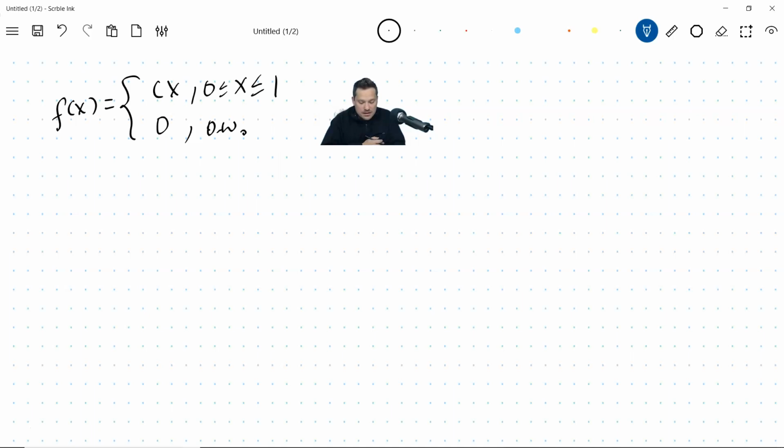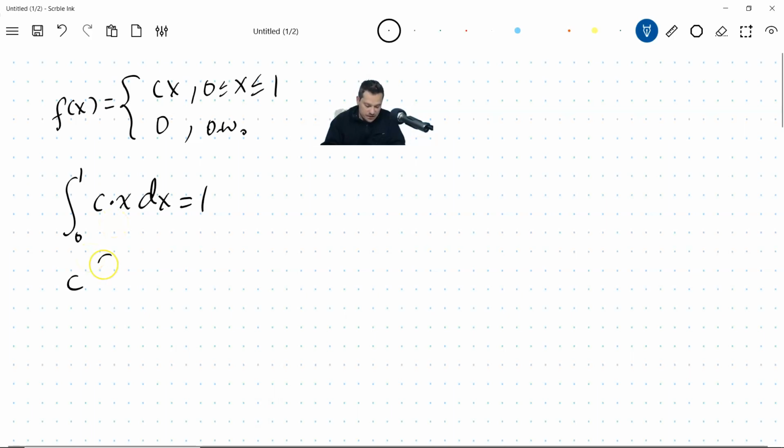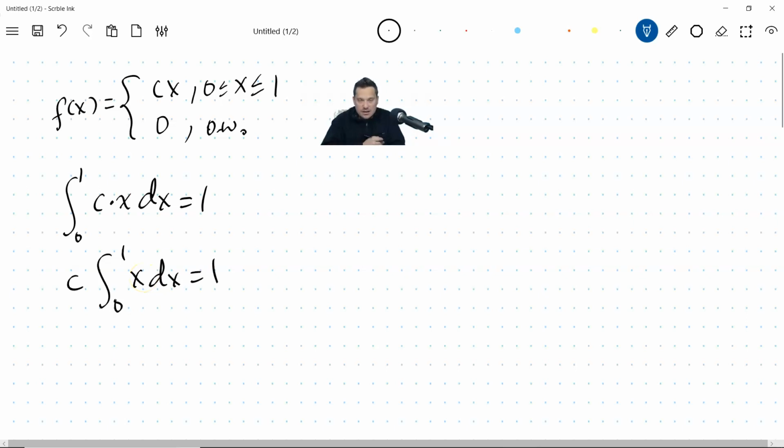And then the value is 0 OW, which means otherwise. So our goal is to take cx and make it into a PDF by finding the value of c that will ensure that the area under c times x is equal to 1. That's our goal here. So we can integrate. In other words, I'm going to integrate here from 0 to 1 c times x, and this has to be equal to 1. That's the definition of normalization essentially. So then you just factor that c out, just the way I did. Now we have c times the integral from 0 to 1 of x dx equals 1.